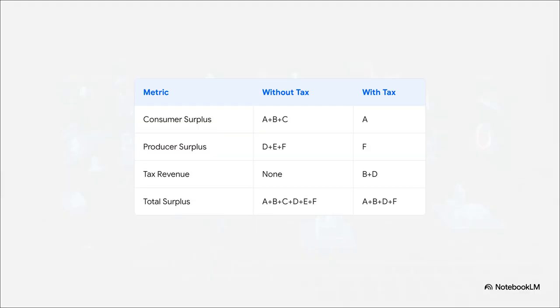Now, what's really interesting here is how the metrics shift. Before the tax, consumer and producer surplus were absolutely maximized. But when that tax hits, government revenue obviously rises, grabbing a big chunk of that value.